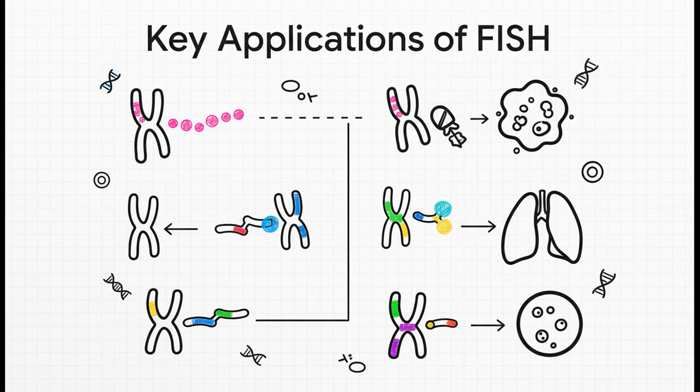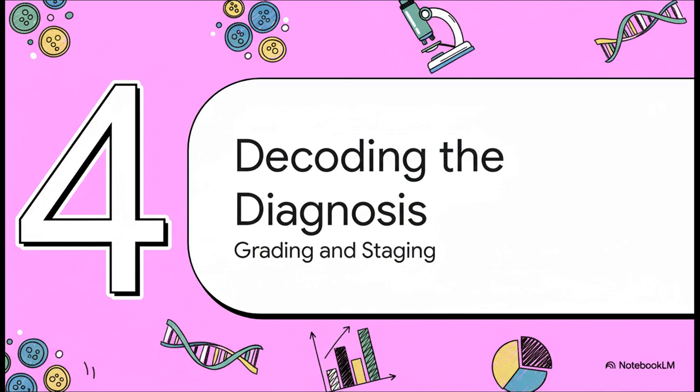Finding extra copies of the HER2 gene in breast cancer, that means the patient is a candidate for Herceptin. Finding an ALK gene rearrangement in lung cancer, that opens the door to using ALK inhibitor drugs. This right here is the heart of personalized medicine, all driven by molecular pathology, where the diagnosis itself contains the blueprint for the cure.